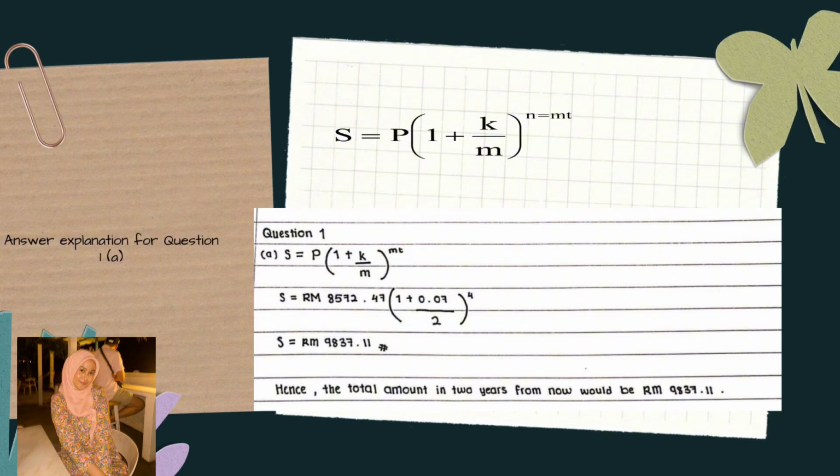The equation becomes S equals 8,572 ringgit and 47 cents multiplied by open bracket 1 plus 0.03 divided by 2 close bracket to the power of 4. The result is 9,837 ringgit and 11 cents.